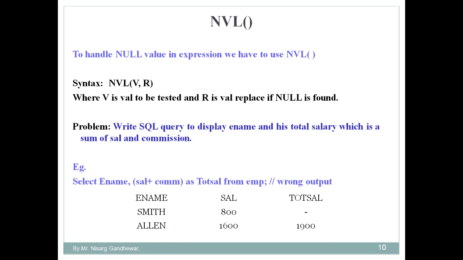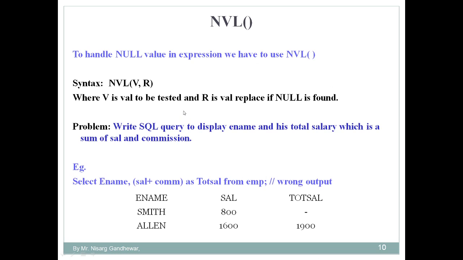NVL stands for null value locator. To handle a null value in a particular expression we have to use the NVL function. So we try to understand the syntax of this. NVL(v, r). Here v is nothing but a value which is to be tested and r is a value that we have to replace if null is found.